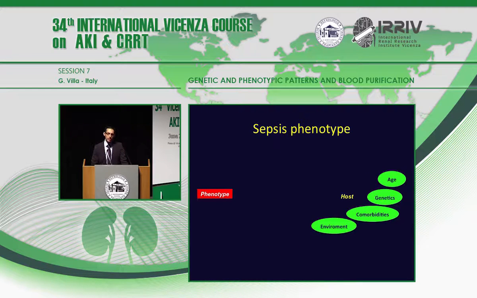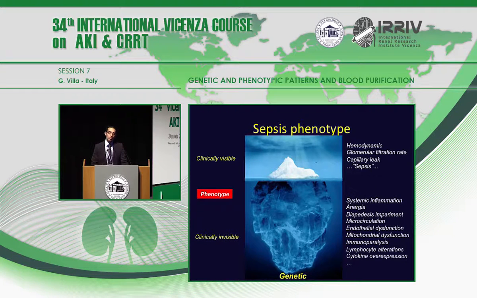The host, according to specific characteristics which are genetically determined, the age, the comorbidities, the environment in which the sepsis is established, determines a specific phenotype of the sepsis. But what we can see in this phenotyping is only a very little part, only the clinically visible part. For example, the hyperdynamic state, the shock, the reduction in glomerular filtration rate in sepsis, the capillary leak.